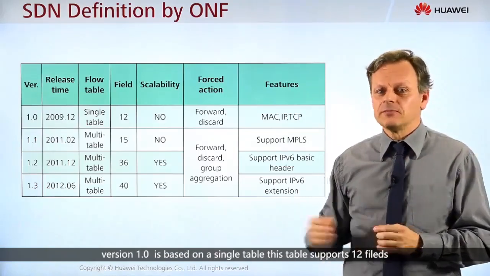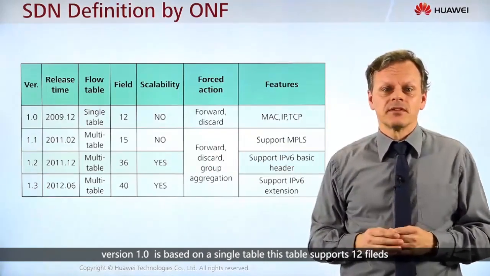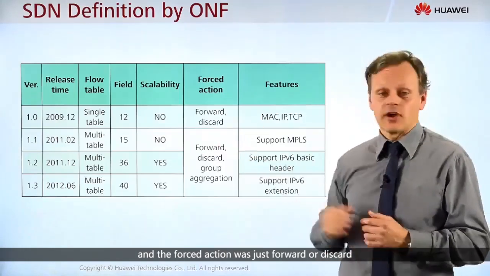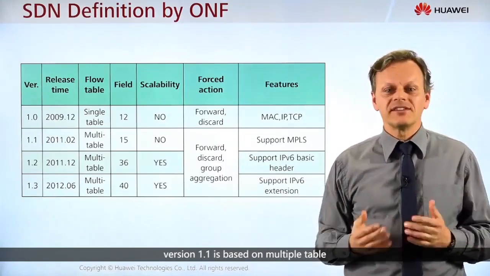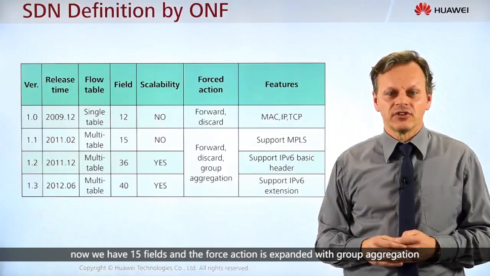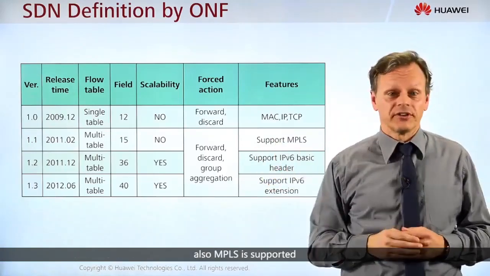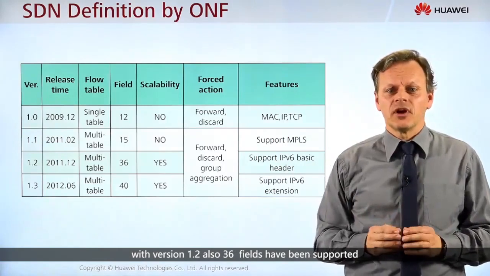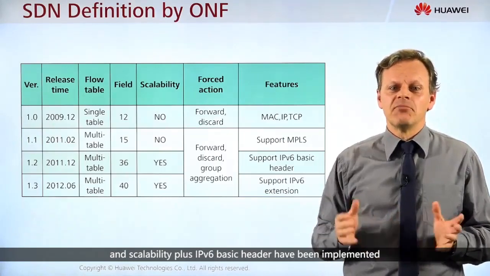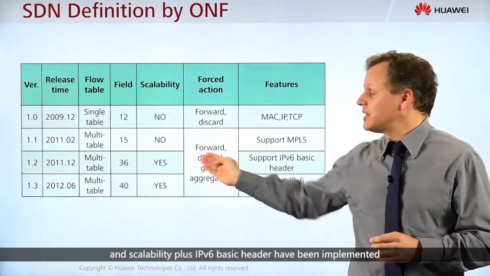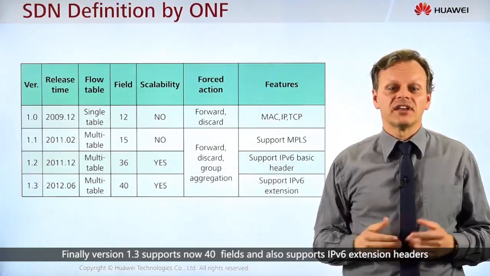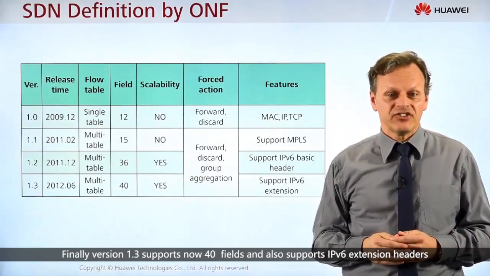Version 1.0 is based on a single table. This table supports 12 header fields, and the action was just forward or discard. Version 1.1 is based on multiple tables. Now we have 15 header fields, and the action is expanded with group aggregation. Also MPLS is supported. With version 1.2, 36 header fields have been supported, and scalability plus IPv6 basic header have been implemented. Finally, version 1.3 now supports 40 header fields and also supports IPv6 extension headers.